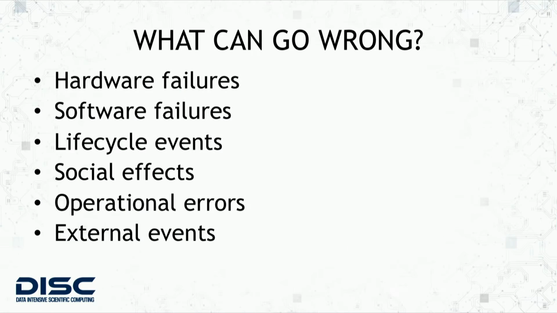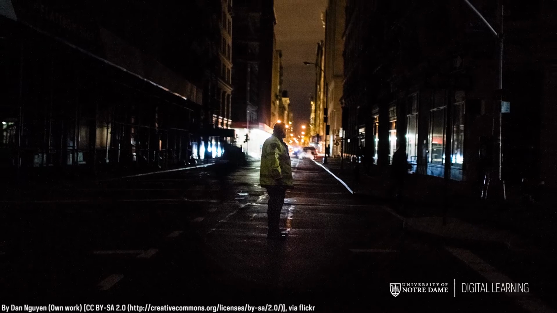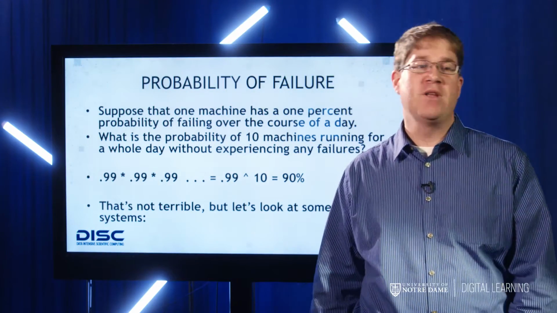We have operational errors. So as much as we would like our operators to be perfect, sooner or later somebody's going to press the wrong button or turn the wrong thing off at the wrong time. And so just through an accident of operation, a single machine or the whole thing can crash. And finally, there can be external events. Sooner or later, there's going to be a backhoe that digs into a power supply or a natural disaster that comes through and knocks out power to the facility. And that's a sort of failure that can take the whole thing offline. Those are the terrible things that can happen.